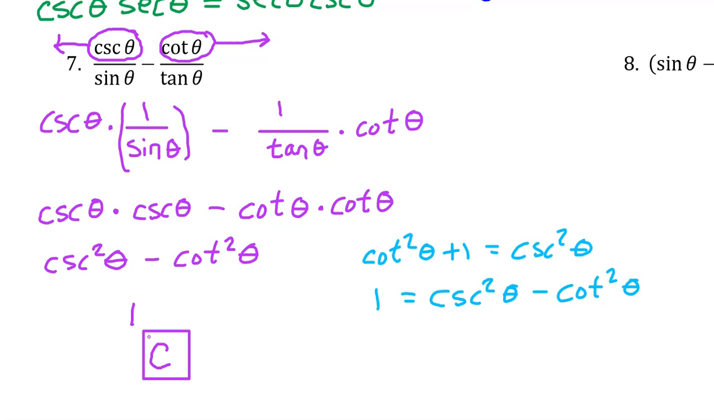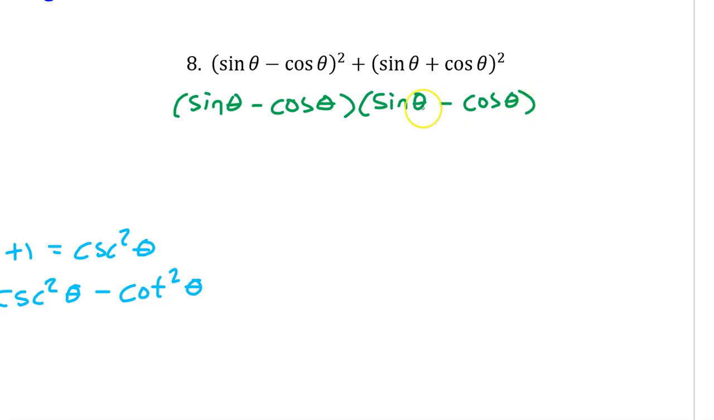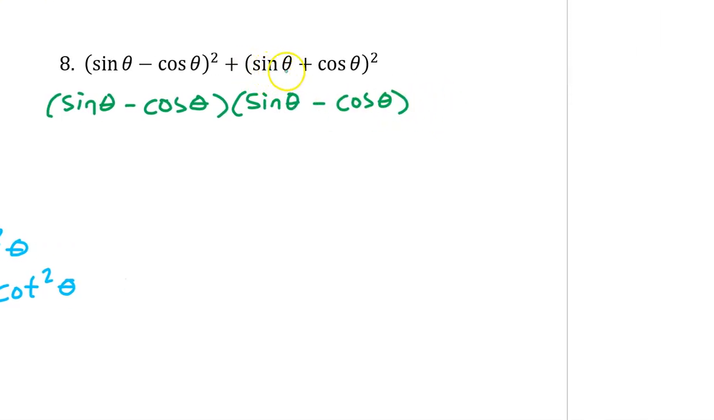That's it for number 7. For number 8, I feel like we're going to have to FOIL this out. So sine theta minus cosine theta squared can be, of course, written as sine theta minus cosine theta times sine theta minus cosine theta. And I feel like we have to do the same thing for sine theta plus cosine theta.